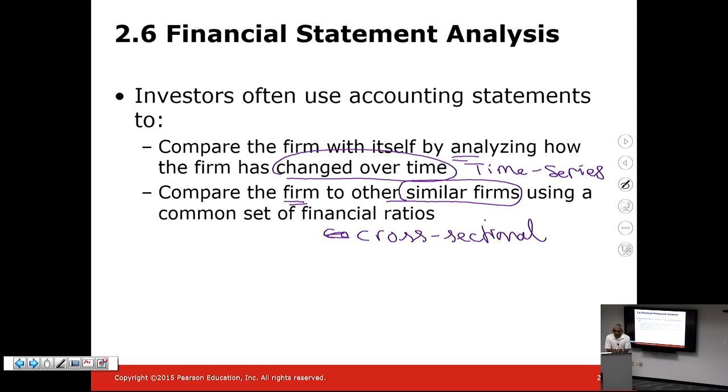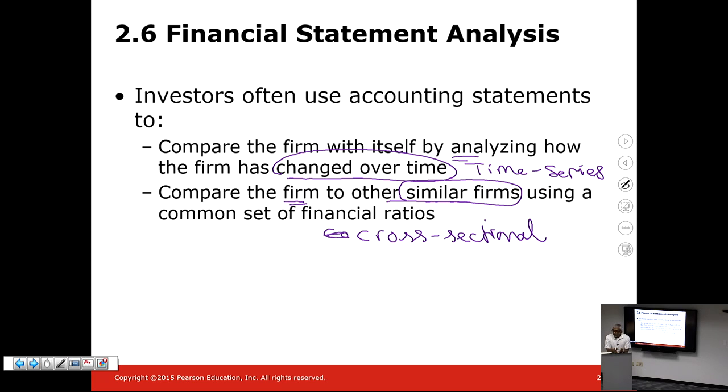Sometimes as an internal manager, you want to know how the firm has changed or evolved over time. What are the things that are going well with the firm, and what are the shortcomings of the firm that need to be addressed? If you are a banker or a creditor, you want to know this information because you have provided a loan to the firm, and you want to know whether the firm will have the ability to service that loan.